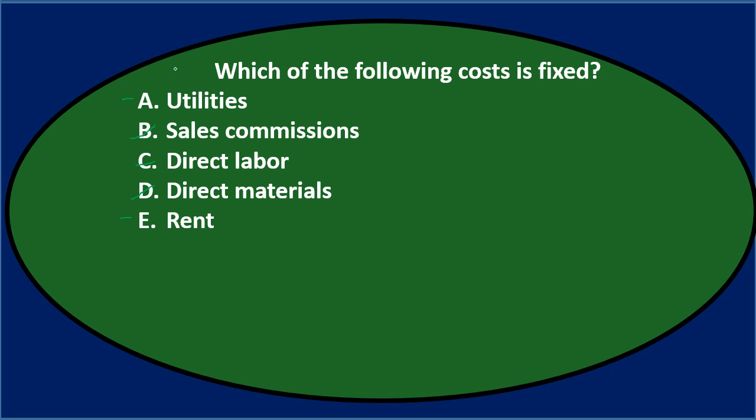Which of the following costs is fixed? Either A, utilities, or E, the rent. Normally I would say rent would be the most common one there. Utilities may have a fixed component, but typically it might be mixed. It might have a fixed component and a variable component to it. In other words, it might have a baseline that would be fixed and then possibly vary from production level from there. So we're going to go with E. Final answer. Which of the following costs is fixed? We're going with E, the rent.